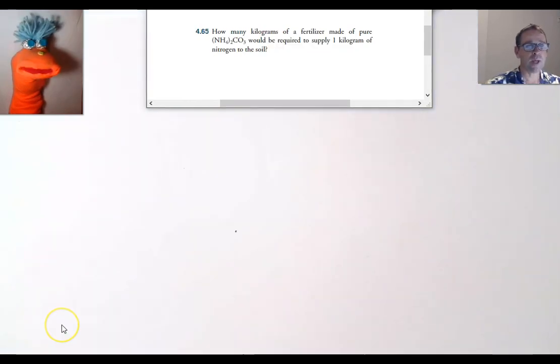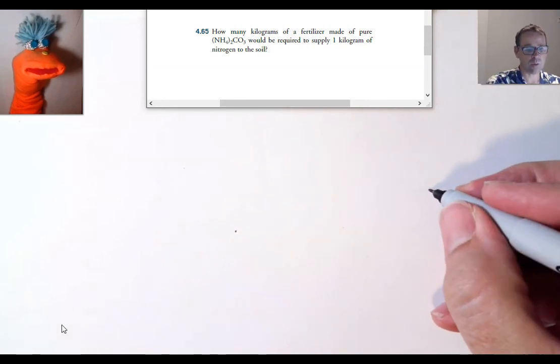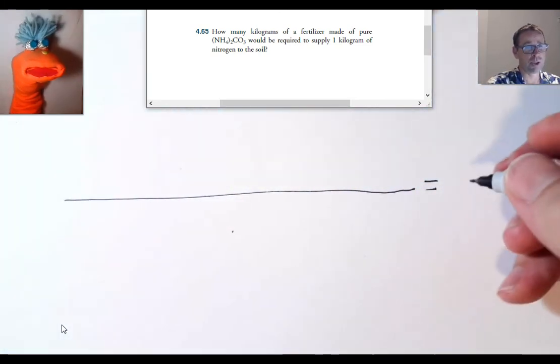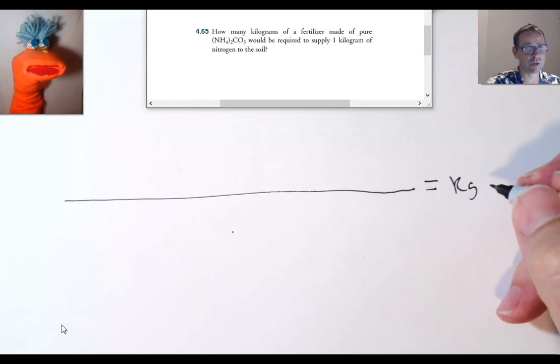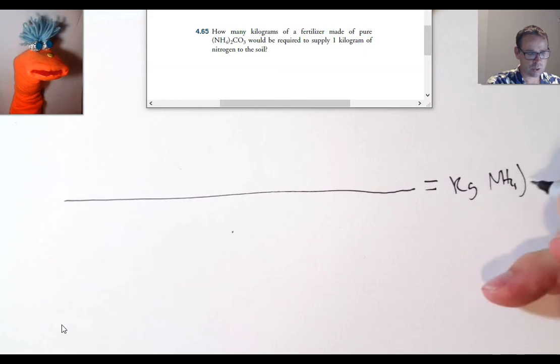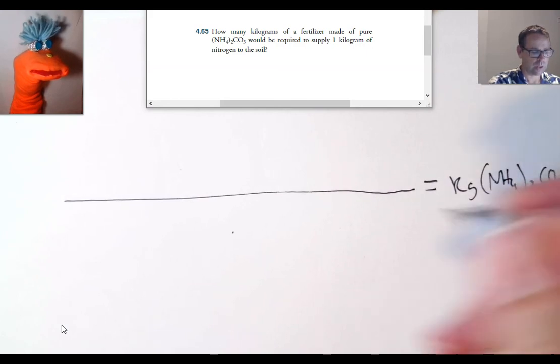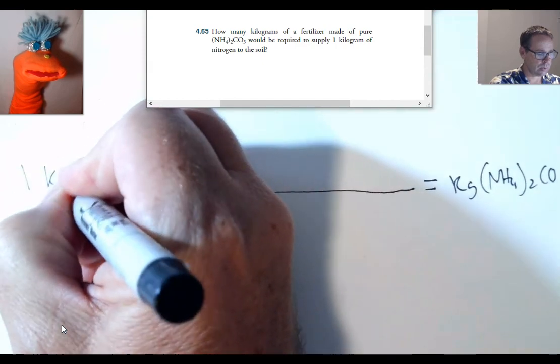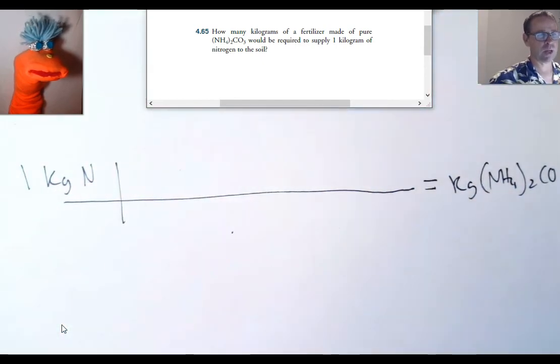Good job. Okay, how many kilograms of a fertilizer made of pure ammonium carbonate would be required to supply 1 kilogram of nitrogen to the soil? All right, so question is what? What are they asking us here? How many kilograms of the fertilizer, kilograms of the ammonium carbonate? Very good. Of (NH4)2CO3. All right, and we're starting with 1 kilogram of nitrogen. That's what we say that we want to have, 1 kilogram of nitrogen.